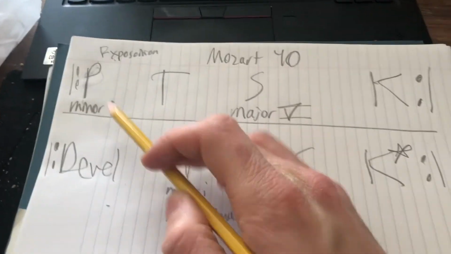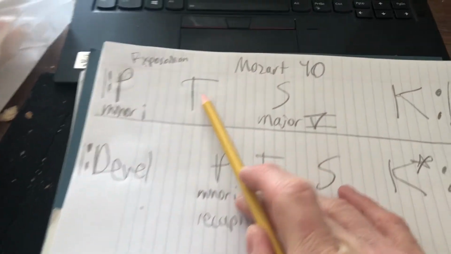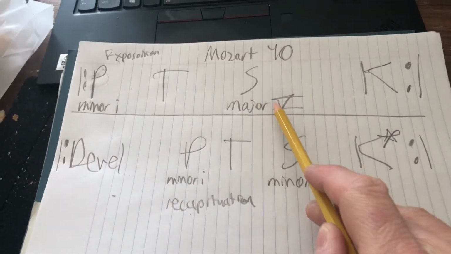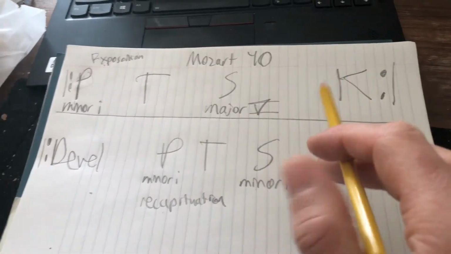Okay, because in PTSK, or the exposition, you're going to have the primary theme, transitional material, the secondary theme, the other tonal section, and then K, and that's closing. I honestly don't know why that's a K and not a C. It's probably German in some fashion.